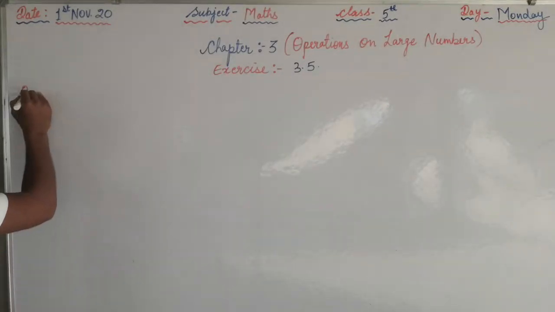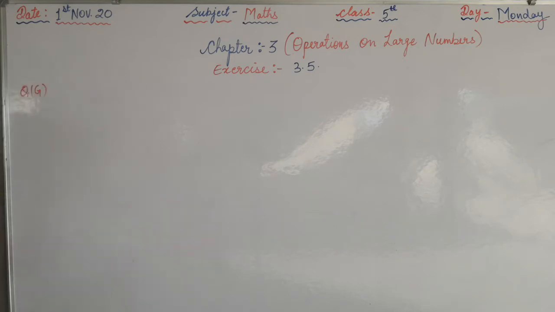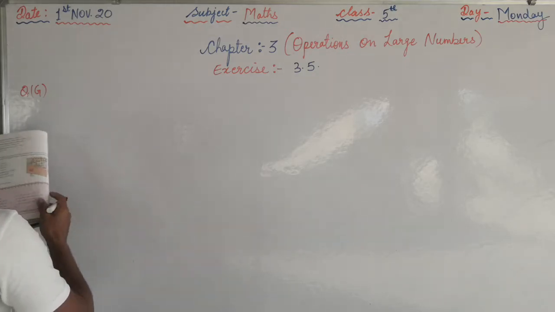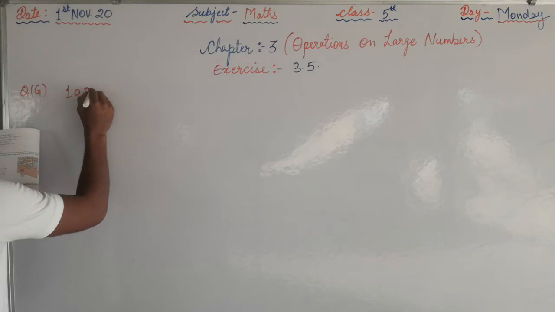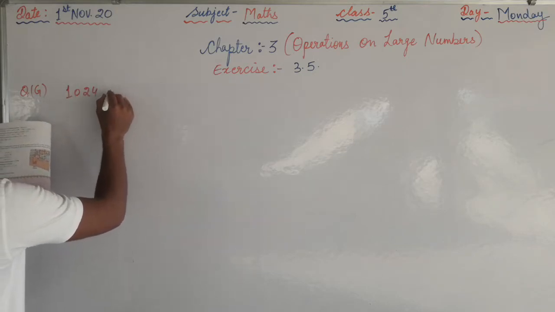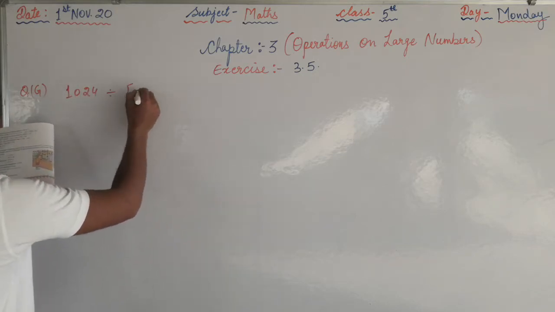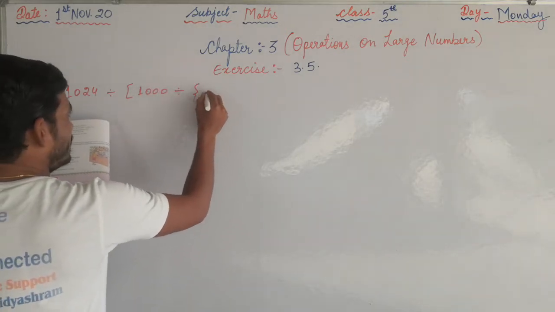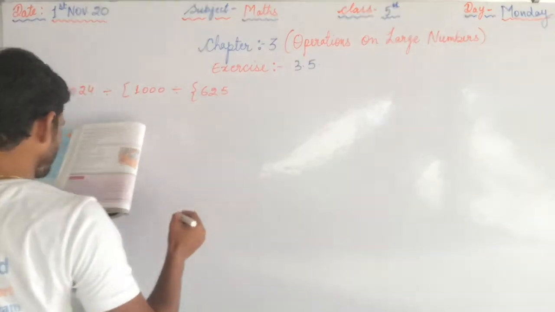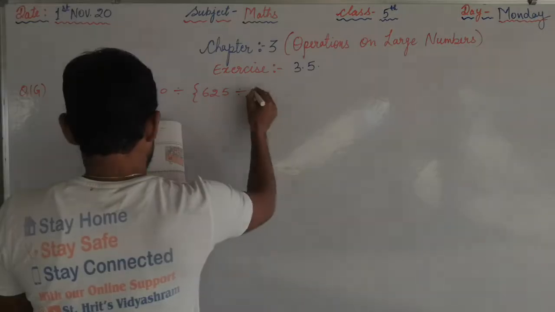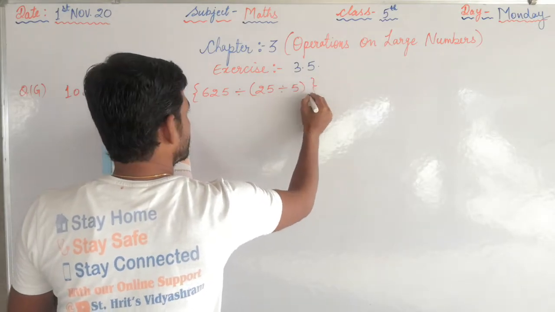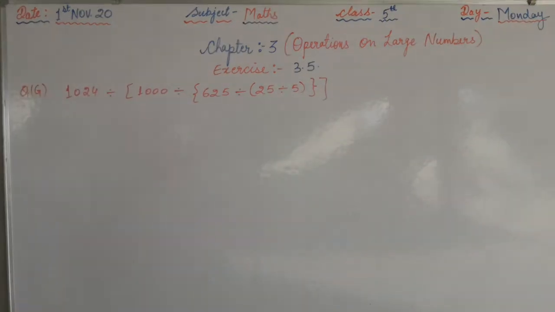See the question. We also discussed the BODMAS rule. I hope you understand that rule and are also able to apply it in the questions. 1024 divided by [1000 divided by {625 divided by (25 divided by 5)}].